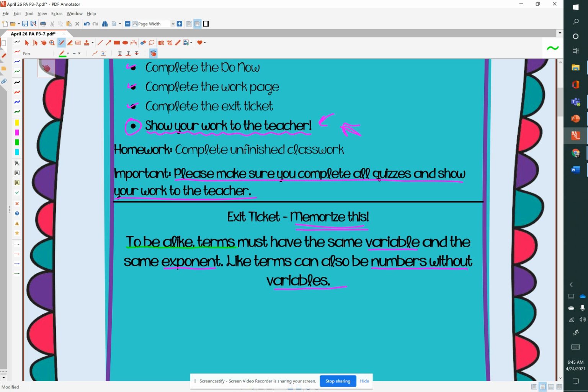To be alike, terms must have the same variable and the same exponent. Like terms can also be numbers without variables. Say that at least 6 times, and you will have it memorized.